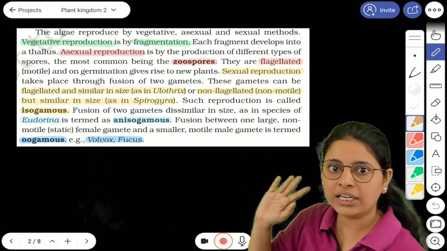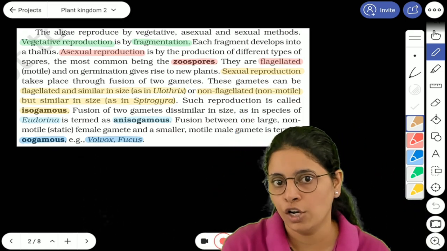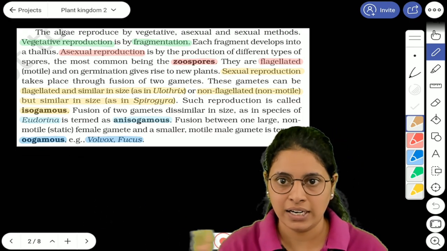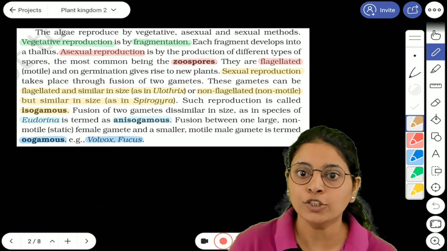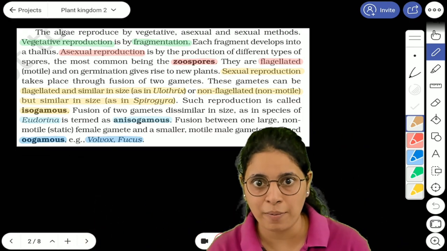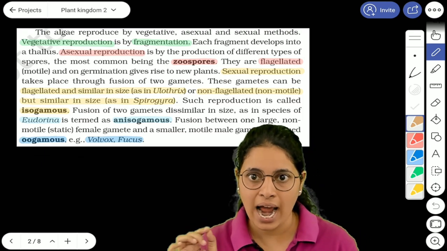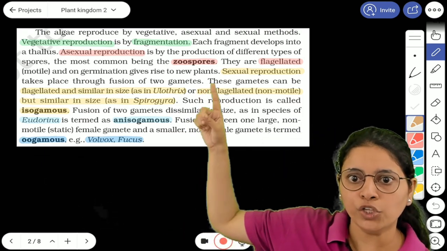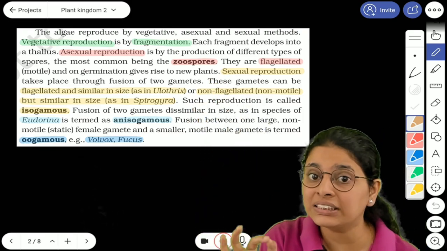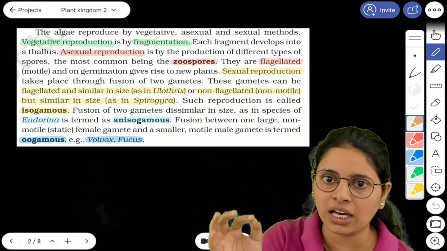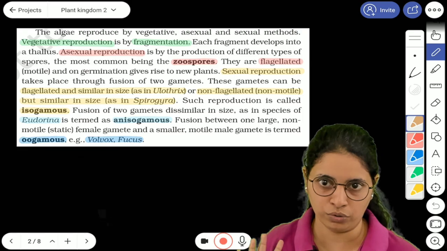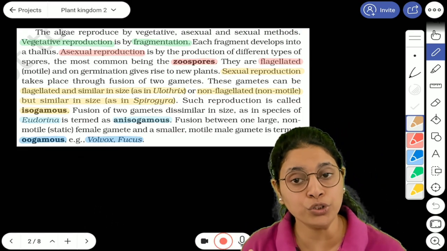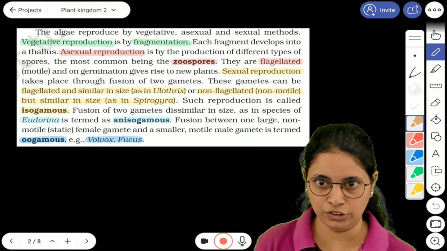Because flagella are present, they can move by themselves. They can move from one place to another, let's say in the water medium, right? As they have flagella, they are motile, and when these zoospores germinate, they form new plants. So specific asexual spores called zoospores are produced. These are the most common types of spores, produced during favorable conditions.